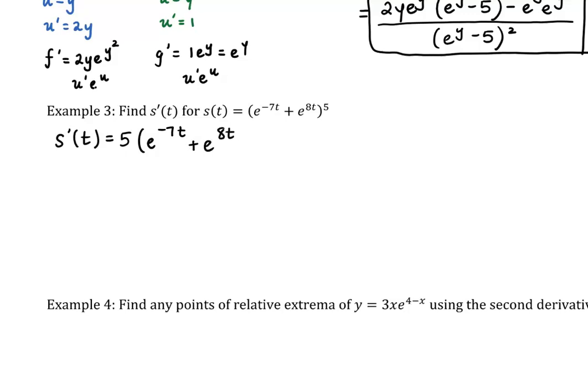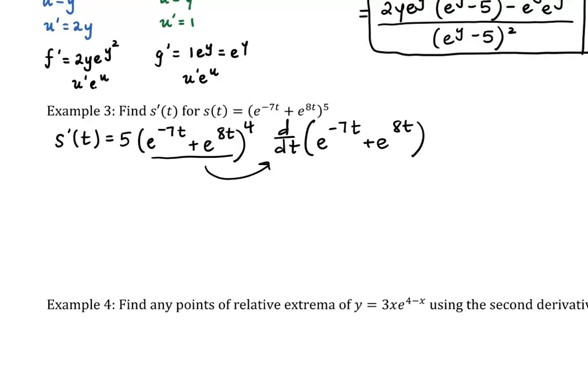That new exponent drops by 1 to give us a new exponent of 4. And then the chain rule says that on the outside, we have to multiply by the derivative of everything that was on the inside of the function. The derivative of e to the negative 7t plus e to the 8t. So I'm going to go ahead and bring down my 5. I'll bring down everything we had in the front.